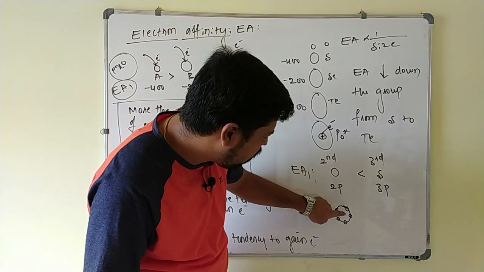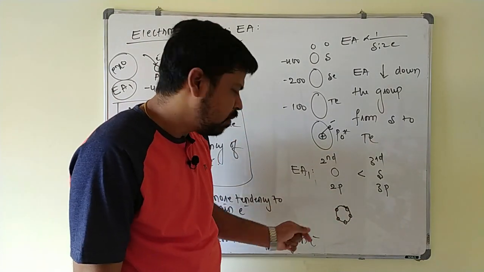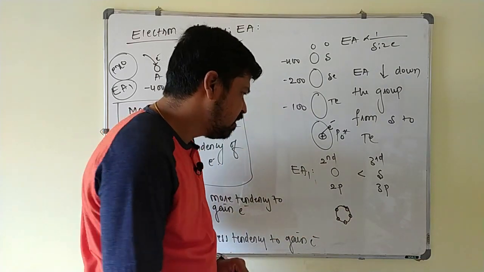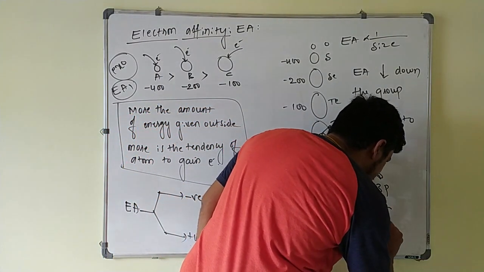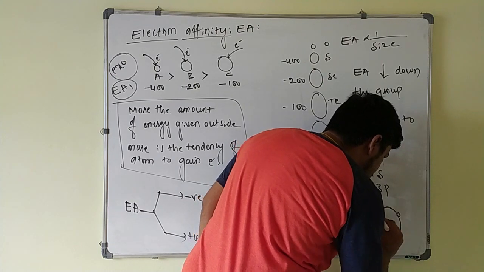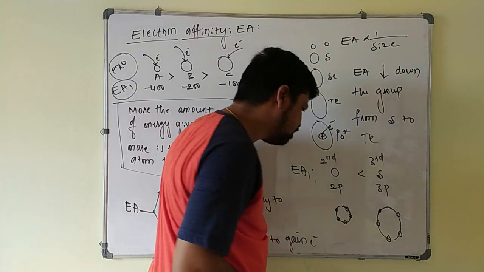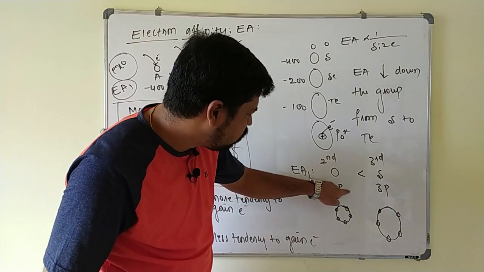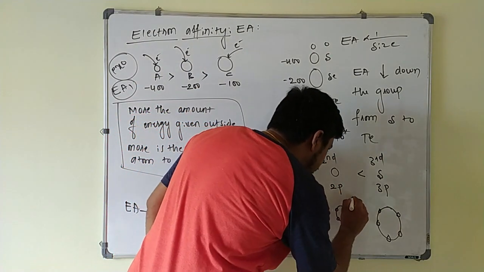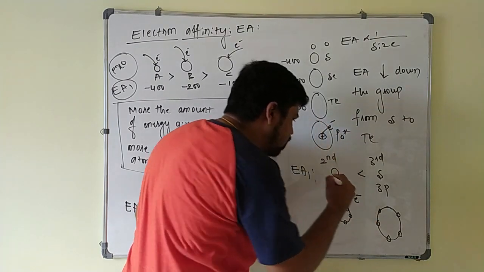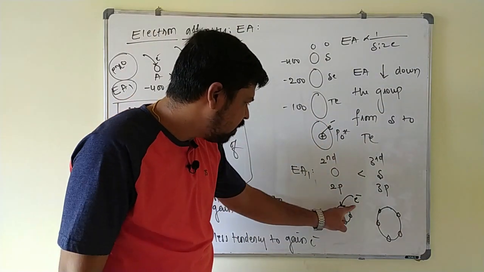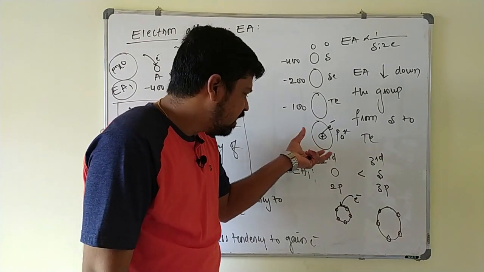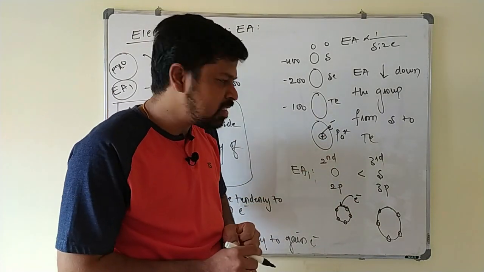In case of a smaller 2p orbital, electrons are very close to each other. Because of that, there is high interelectronic repulsion among the electrons here. But if you go for sulfur, the electrons are present in the larger 3p orbital, so the interelectronic repulsion is less here. Due to the high interelectronic repulsion among electrons of the 2p orbital, addition of a new electron becomes difficult in case of oxygen. That means its electron affinity decreases, its electron gaining tendency decreases here.